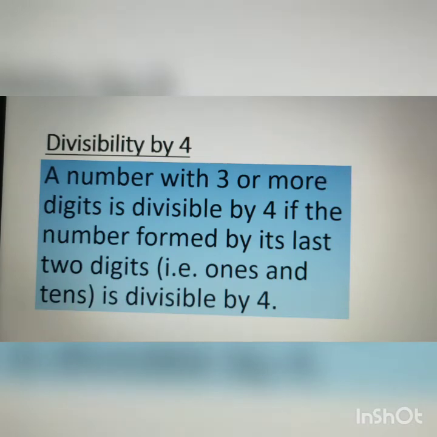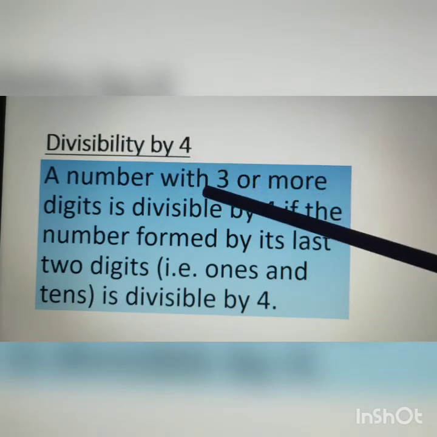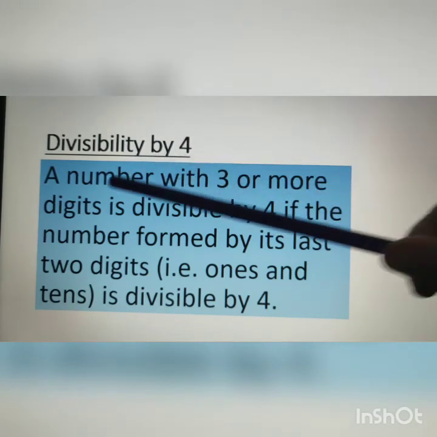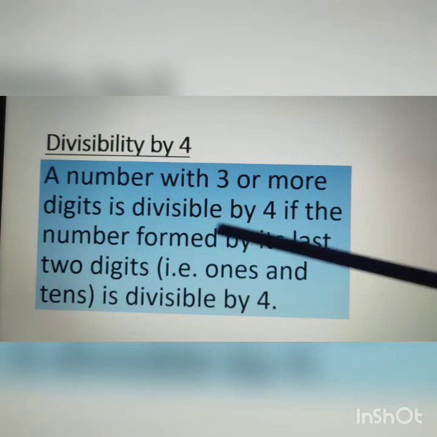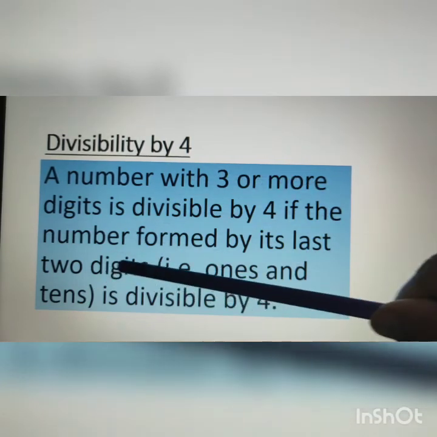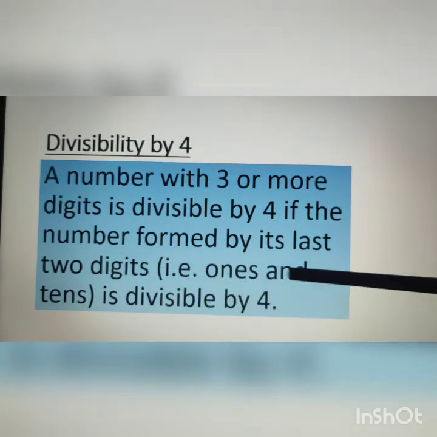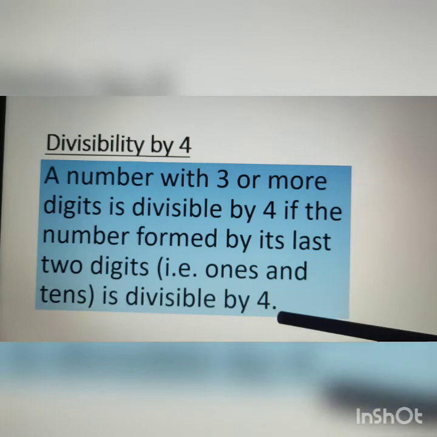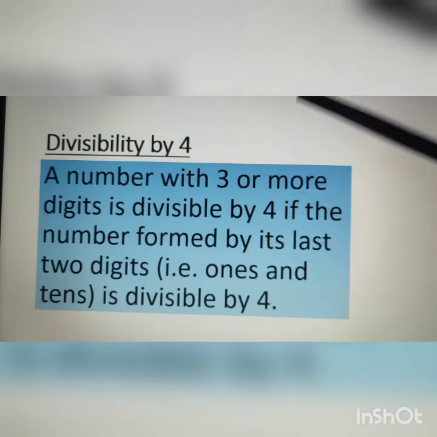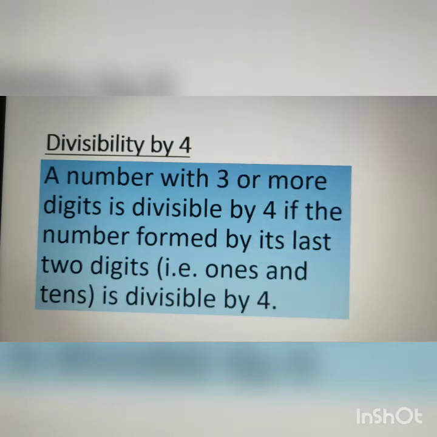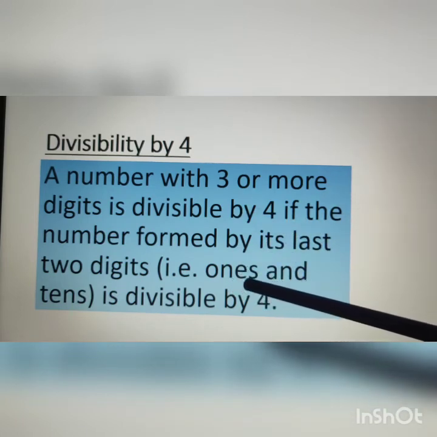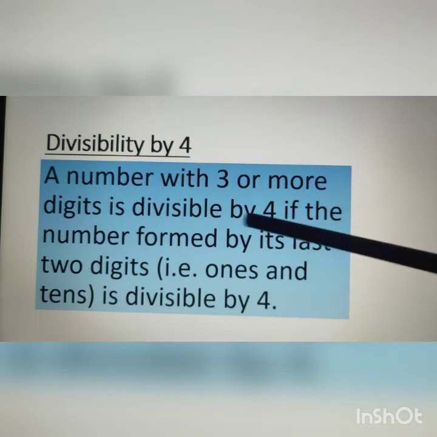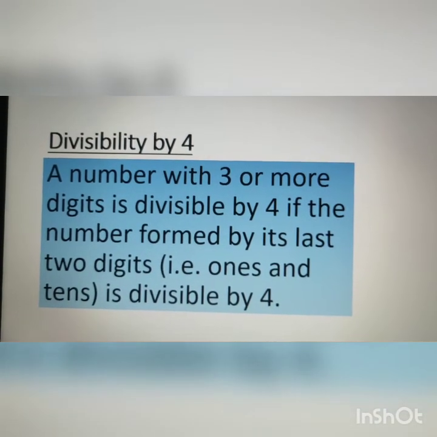Divisibility by 4. A number with 3 or more digits is divisible by 4 if the number formed by its last 2 digits, that is ones and tens, is divisible by 4. So, if the numbers have more than 3 or 4 digits, we have to check the digits on the ones and tens place, and we have to check whether it is divisible by 4.